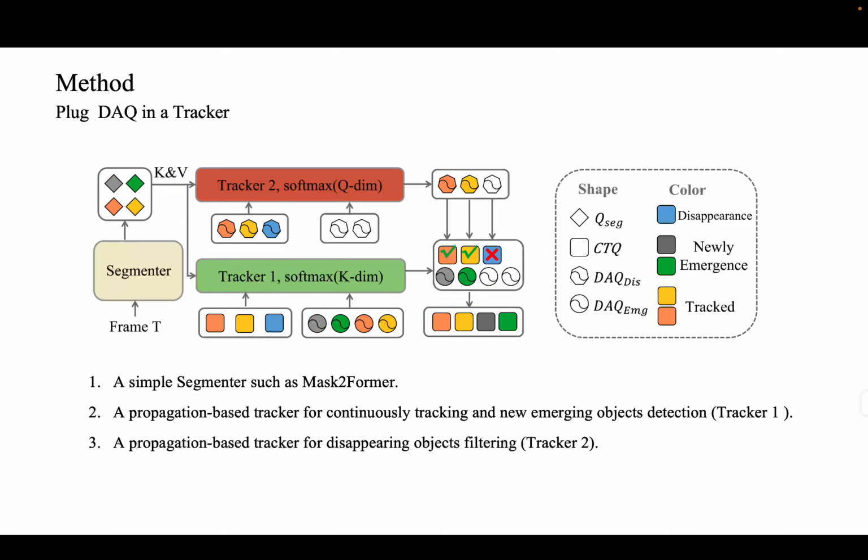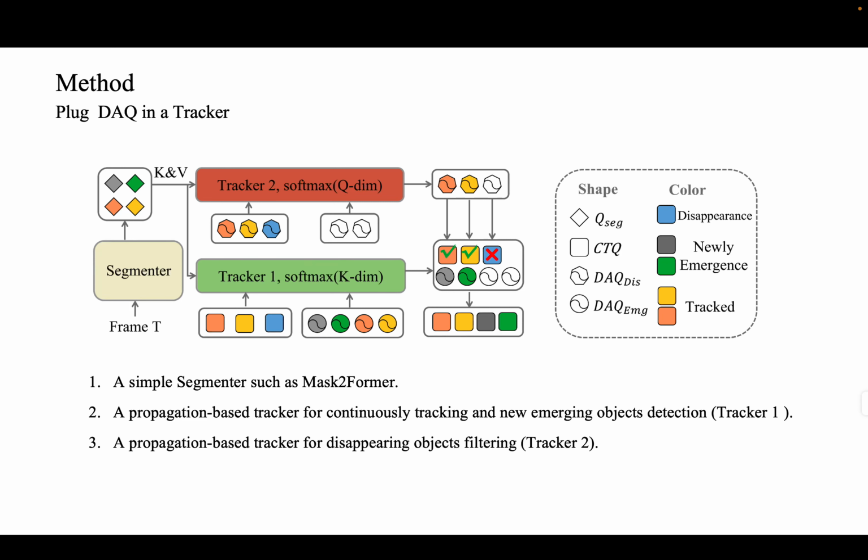Here, we introduce how to plug dynamic anchor queries into a tracker. Firstly, there is a simple segmenter which can be instantiated by Mask2Former. Secondly, we instantiate a propagation-based tracker for continuously tracking and newly emerging objects detection, which is named tracker1. The last, we instantiate a propagation-based tracker for disappearing objects filtering, which is named tracker2.